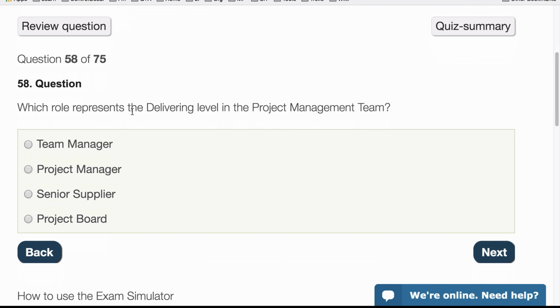Which role represents the delivering level in the project management team? So it's asking which role is responsible for delivering the products, and that would be the team manager. The team manager is there, the project manager is at the management level, the senior supplier is at the board level, and that's the project board. So it's the team manager who's responsible.